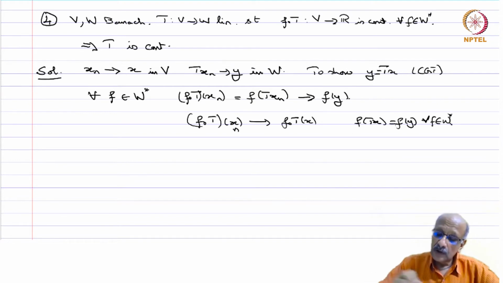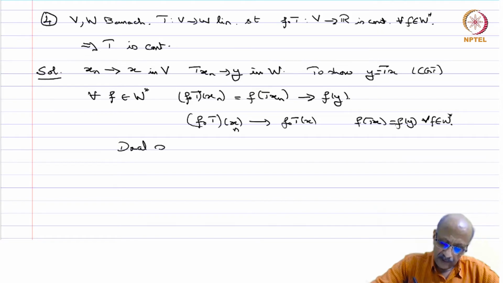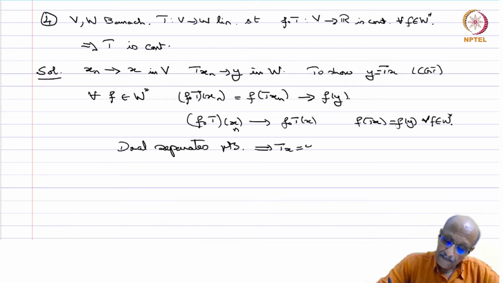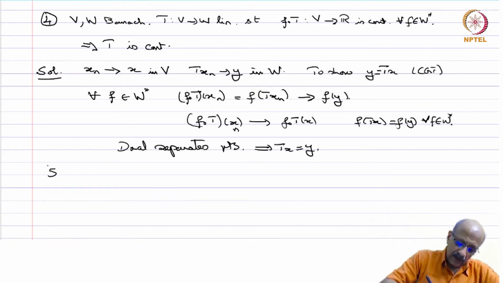And since we know that the dual separates points by the Hahn-Banach theorem, this implies that Tx equals Y. So by the closed graph theorem. So you see how easily we can use the closed graph theorem. Okay.